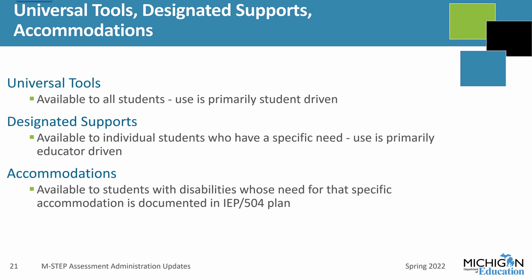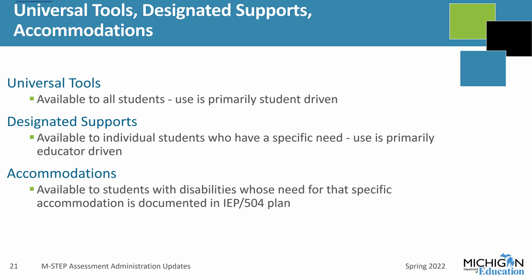First, when we speak about universal tools, these are tools that are available to all students. An example of this would be the highlighter. It's available on each item on the online test for all students, and schools are allowed to provide highlighters for paper-pencil testers to students. Just make sure they're not using it on the answer document. So this is a tool for everyone, and students can use it if they find it helpful.